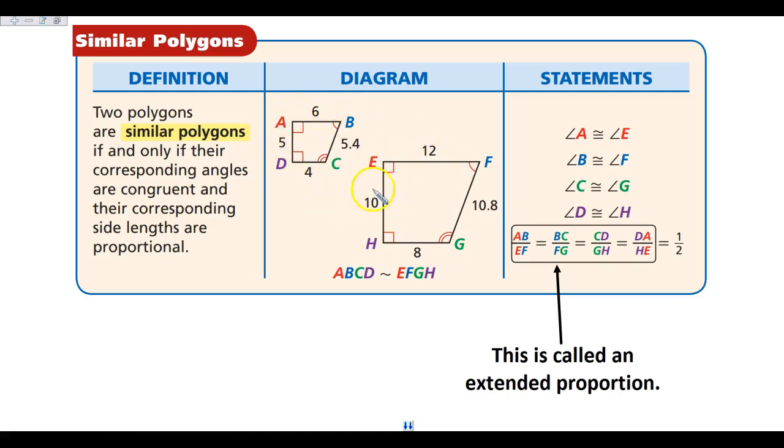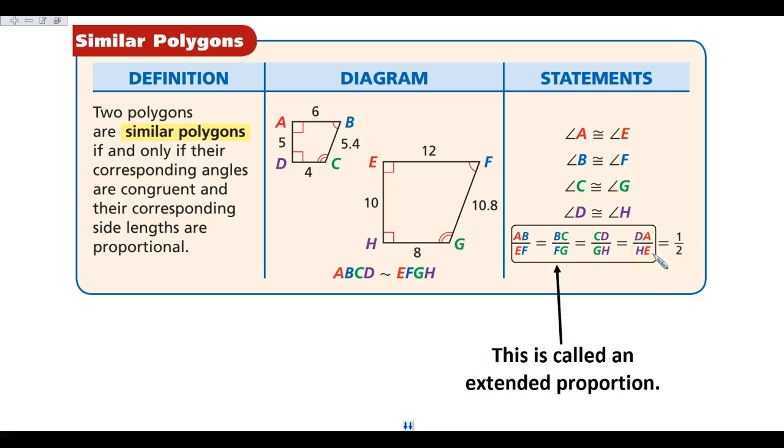If I look here at AD and EH, that is 5 over 10, which is also 1/2. CD and GH is 4 over 8, which is also 1/2. And BC over FG is 5.4 over 10.8, which is also 1/2. So each side length is a different length, but when I put my small side over its matching big side, they will all reduce to the exact same fraction. That's what it means to be proportional. So I have AB over EF, BC over FG, CD over GH, DA over HE, and all of those fractions equal 1/2.